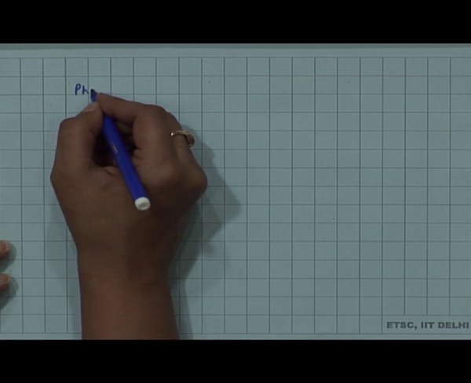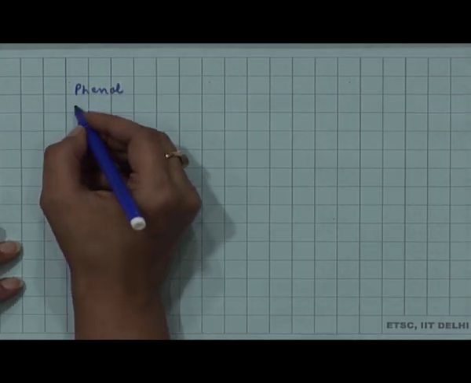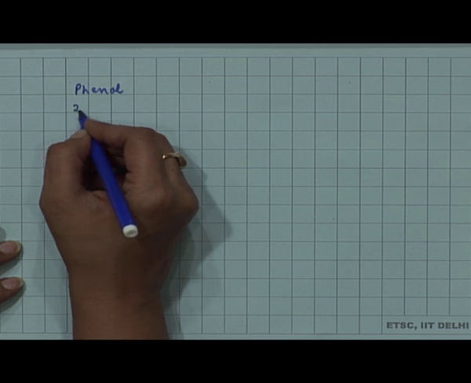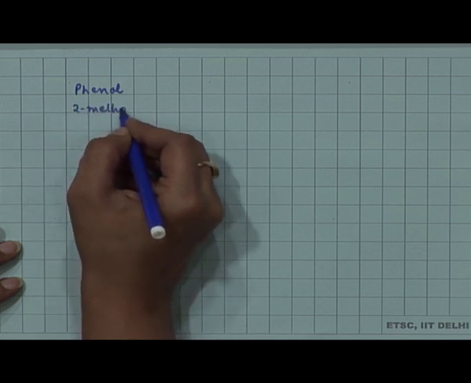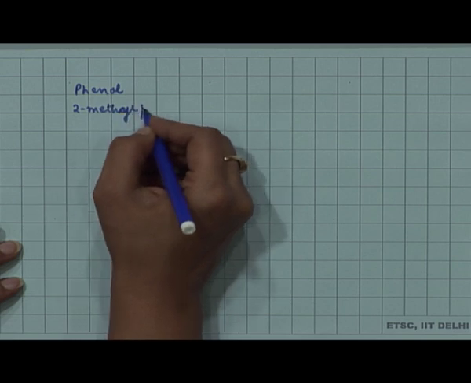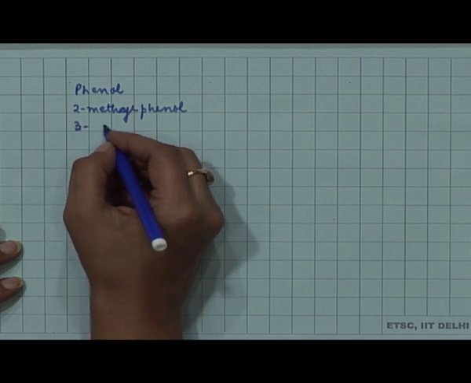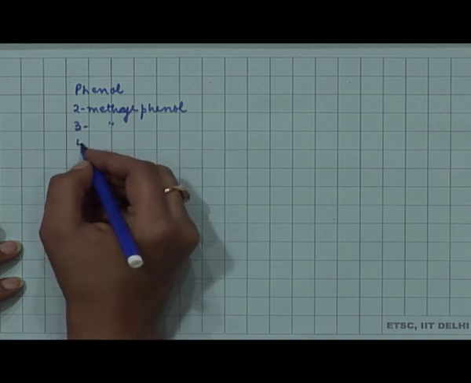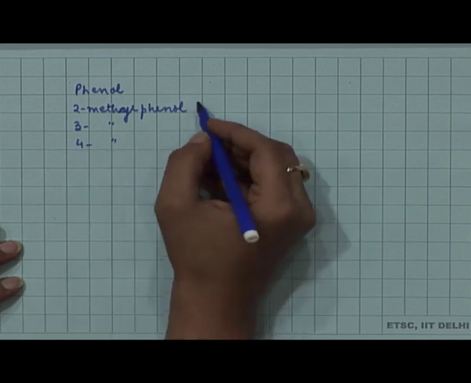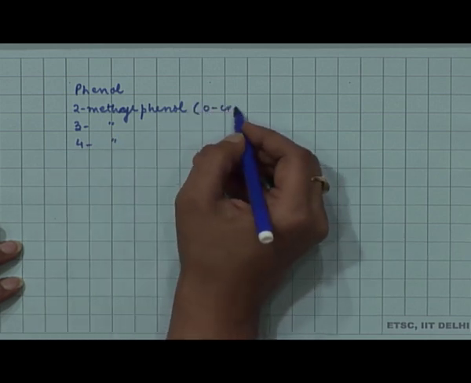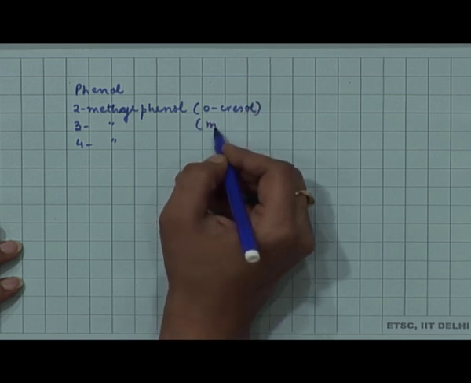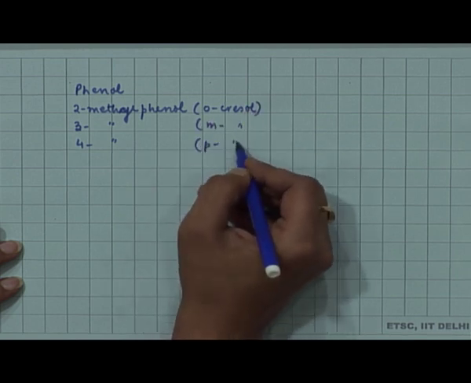So, if you have phenol, or 2-methyl phenol, which we say is orthocresol, or a 3-methyl phenol or a 4-methyl phenol. So, I am talking about orthocresol, metacresol and paracresol.